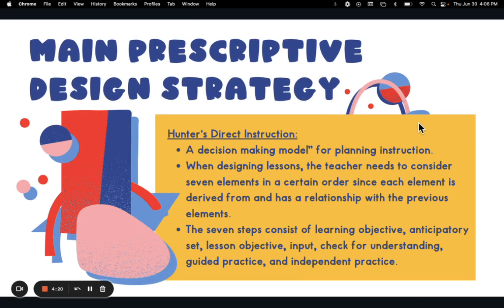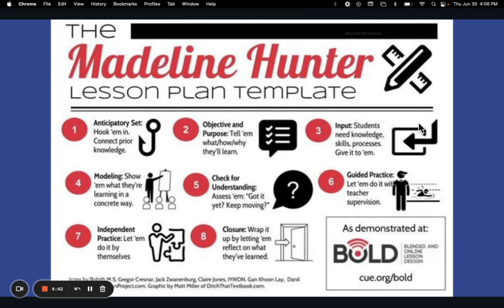The main prescriptive design strategy is Hunter's direct instruction, and it's a decision-making model for planning instruction. When designing the lessons, the teacher needs to consider the 7 elements in the order that they're placed, to make sure that everything has a relationship with each other. The 7 steps of Hunter's direct instruction are the anticipatory set, which, as you can see by this graphic, we really like. You hook them in and you try to connect background knowledge or prior knowledge. The second step is identifying the objective or the purpose. Tell them why they're learning it and why they need to know this.